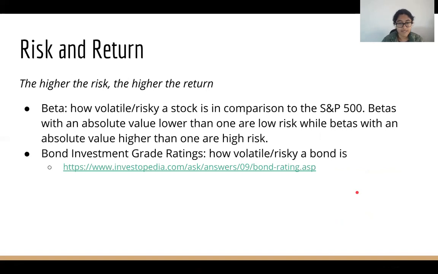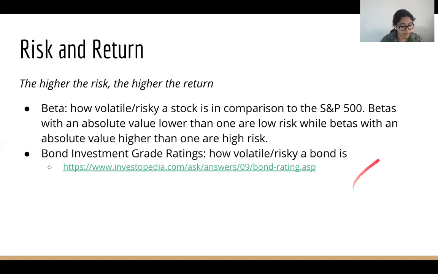So over here, you can see the definitions of beta and bond investment grade ratings, right? Beta is basically how volatile or risky a stock is in comparison to the S&P 500, which is a selection of 500 stocks in the stock market, while bond investment grade ratings are essentially beta for bonds. They're how risky a bond is.